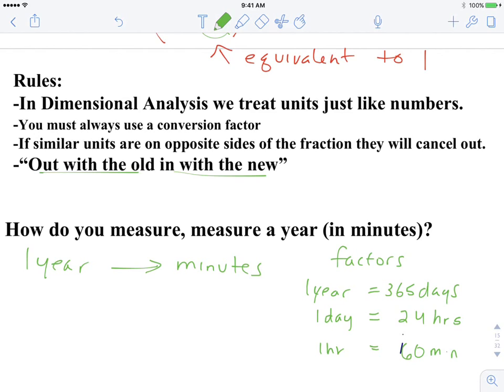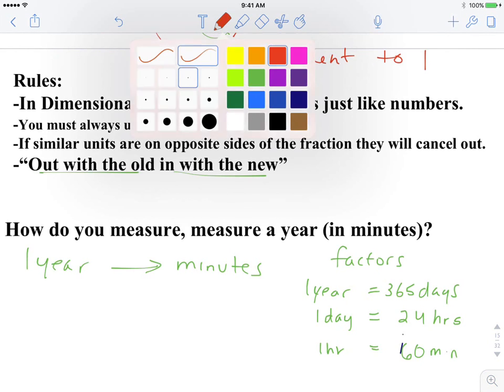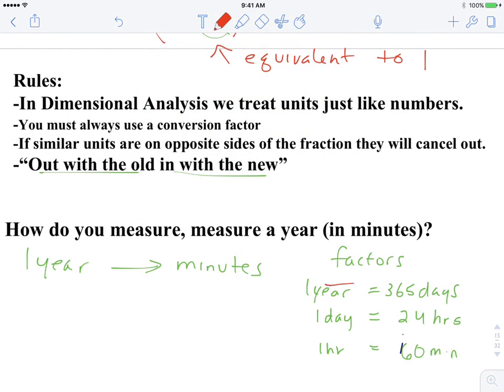So I have all of the things I need to go from years to days, days to hours, hours to minutes. It's almost like I'm following along here on a road. Years to days, days to hours, hours to minutes. So let's see if we can figure that out. Let's see if we can go ahead and work this out.